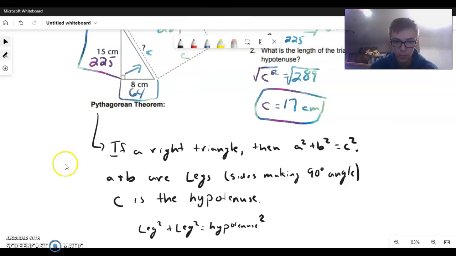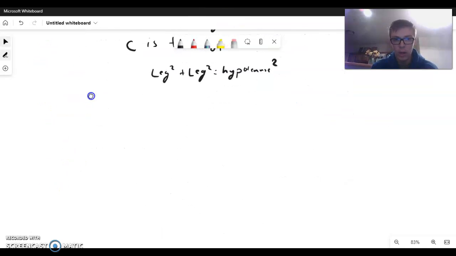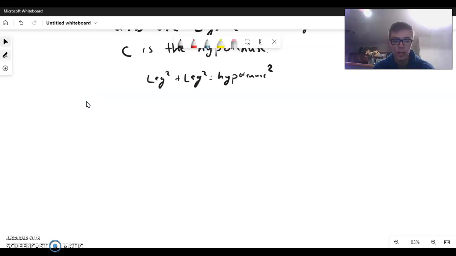All right, so I'm going to do an example here for what you're going to have to do next. Before we really get into finding side lengths, we're just going to be asked to figure out if a triangle is a right triangle. So this works both ways. If we know it's a right triangle, we can figure out a side length. But if we don't know if it's a right triangle, but we have all the side lengths, we can figure out if it is a right triangle. So we can go both ways on this theorem.